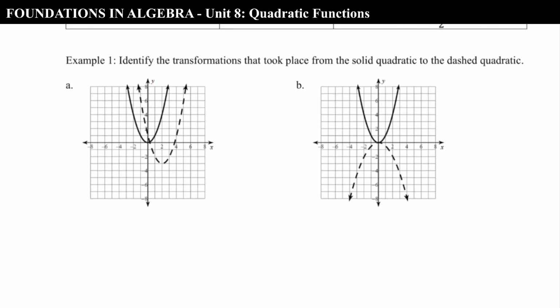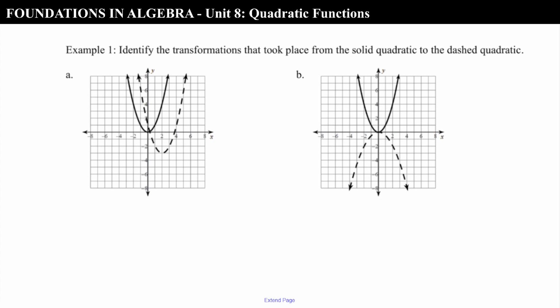So let's identify some transformations, starting off by looking at the graphs themselves. So in A, we have translated the vertex to the left or to the right by 2 units, and we have translated it down by 3 units. Okay, and that's all that's happening here.